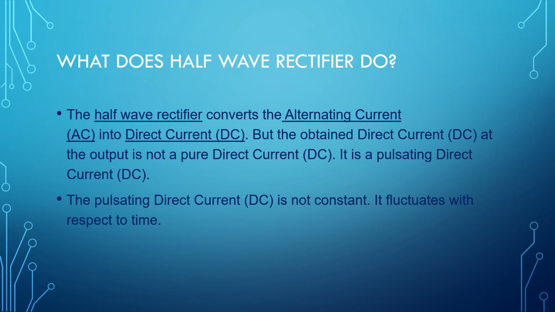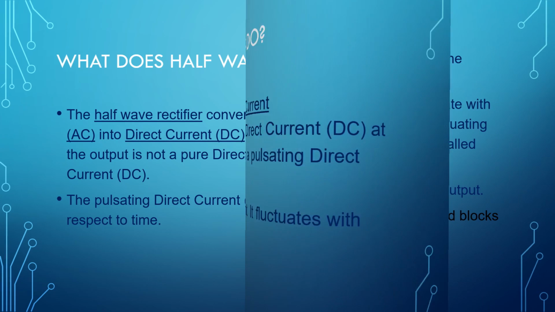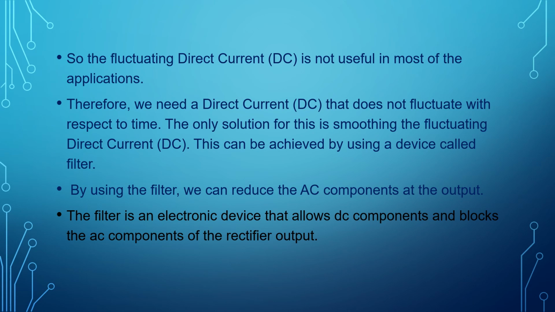First, let us see what a half-wave rectifier does. The half-wave rectifier just converts the alternating current into direct current, but not a pure direct current, a pulsating direct current. In pulsating direct current, it fluctuates with respect to time, which is not constant. And as we all know, fluctuating direct current is not useful for most applications. So we need a direct current that does not fluctuate and is constant. And there is only one solution: using a filter.